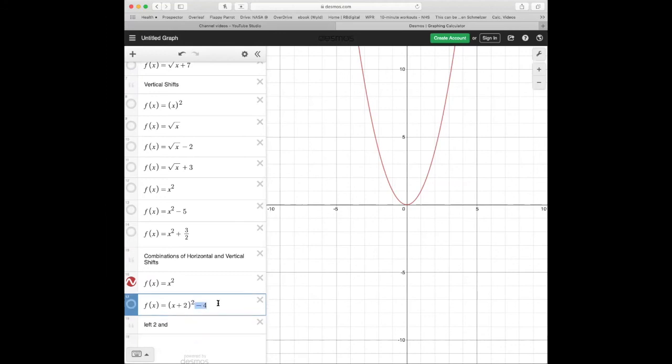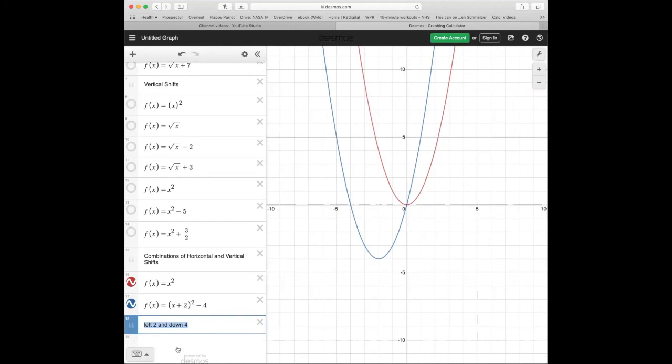Well, this is a vertical shift, so I expect this to shift down 4. So when we graph this, I expect to see this red graph shifted to the left 2, 1, 2, and down 1, 2, 3, 4. In other words, I expect the vertex, the point where our graph starts, to be over here at -2, -4. Let's see if that's what happens. Yep, there's our vertex at -2, -4. Everything else is the same. So we can combine horizontal and vertical shifts.